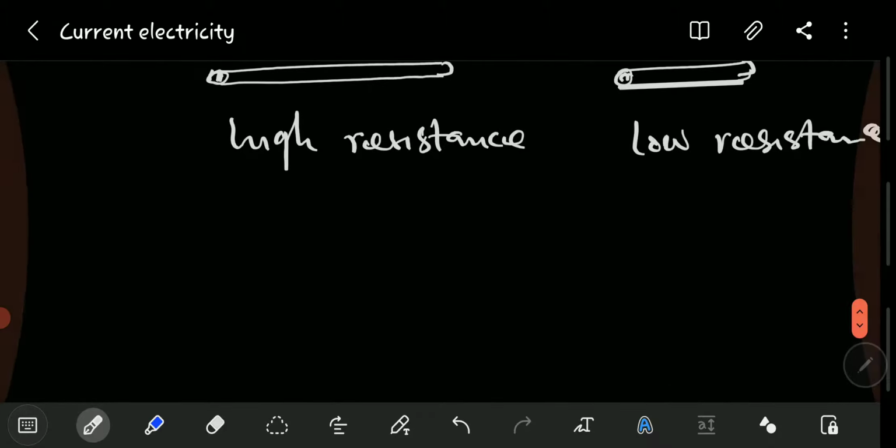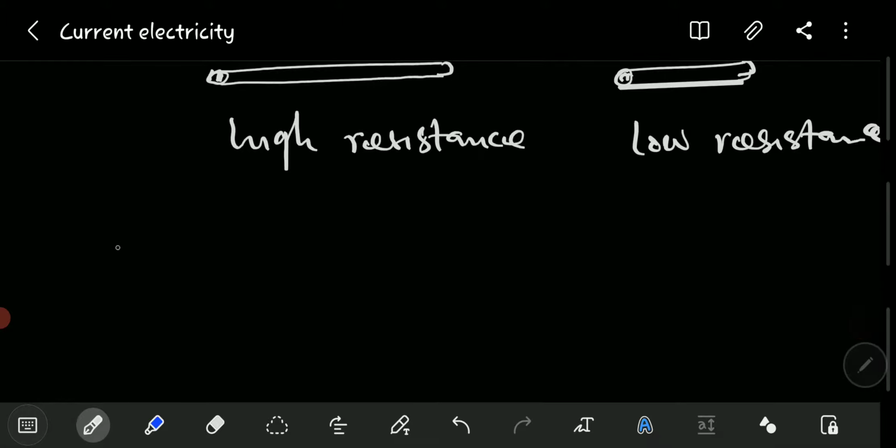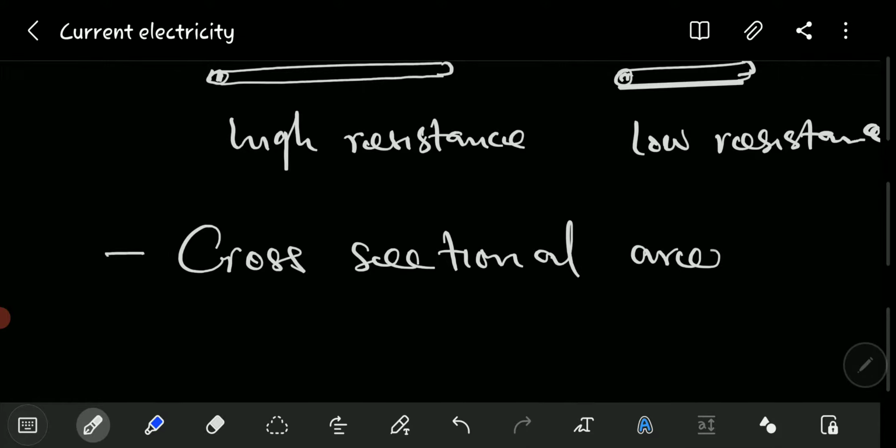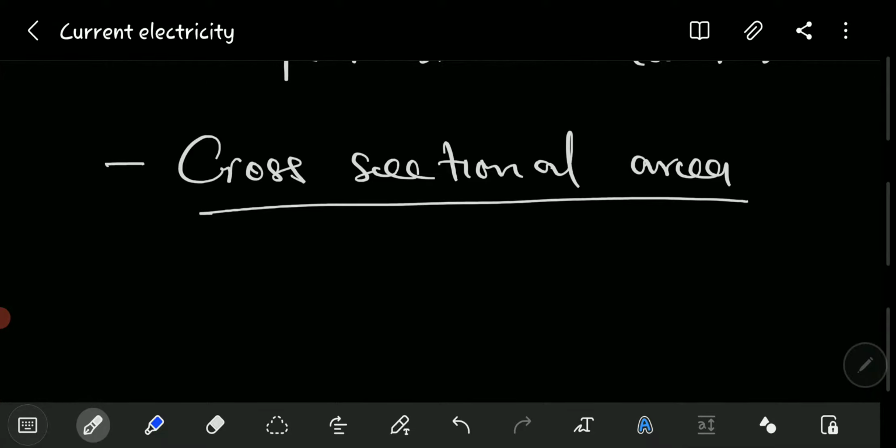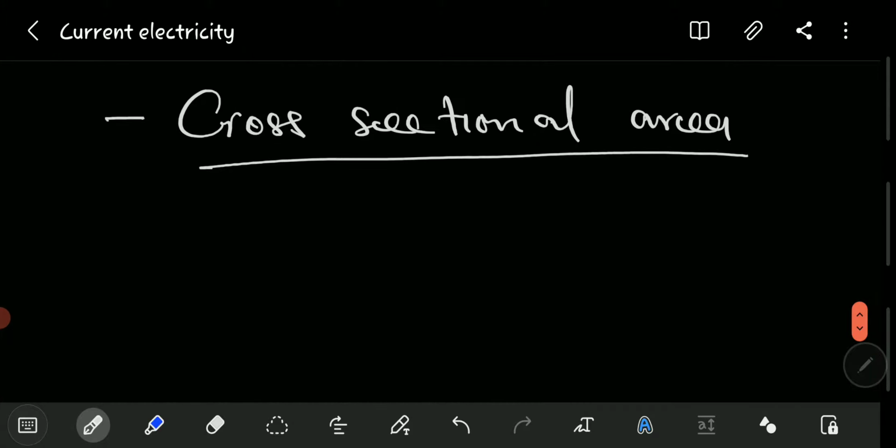All right. Then we go to the third factor, which is cross-sectional area of the conductor. Now, what is the cross-sectional area? It's more like the thickness of the conductor. Okay, so the thicker the conductor, the lower the resistance. The thinner the conductor, the higher the resistance.